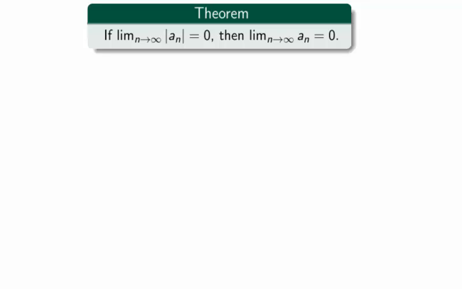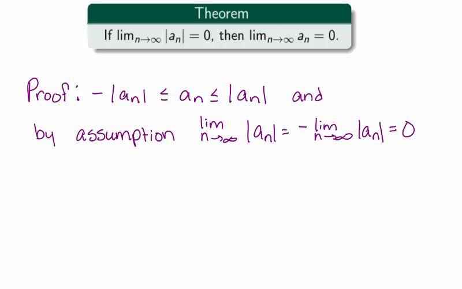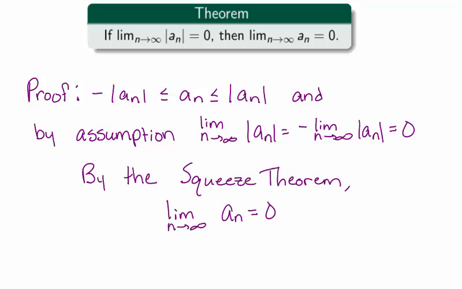The proof of this theorem is a simple application of the squeeze theorem. Notice that negative the absolute value of a_n is less than or equal to a_n, which is less than or equal to the absolute value of a_n. And by assumption, the limit as n goes to infinity of the absolute value of a_n equals negative the limit as n goes to infinity of the absolute value of a_n, which equals 0. Therefore, by the squeeze theorem, the limit as n goes to infinity of a_n also equals 0.